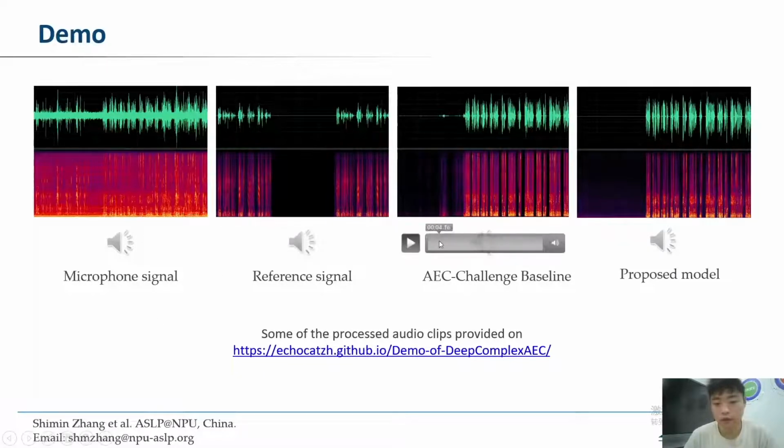And skip this. And this is the baseline processed result.